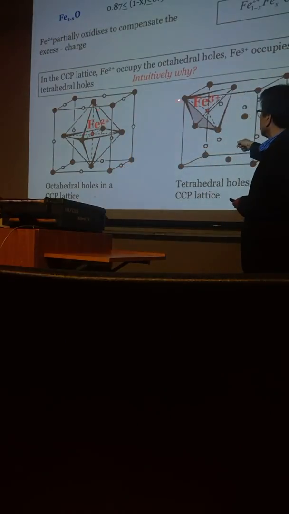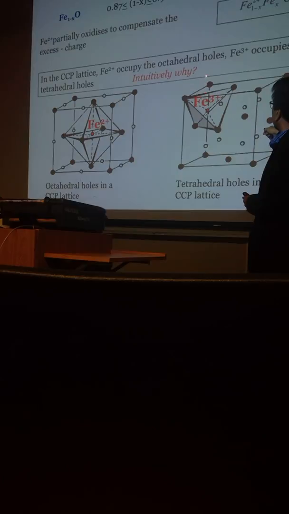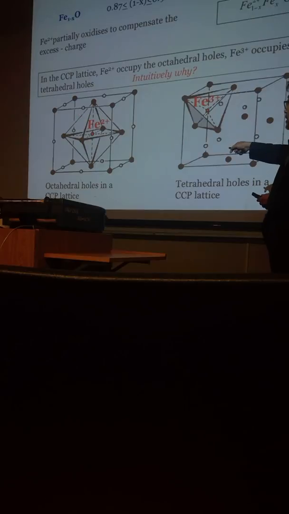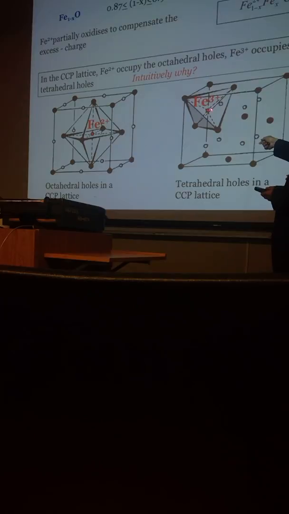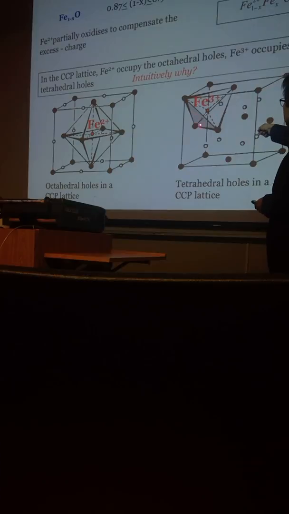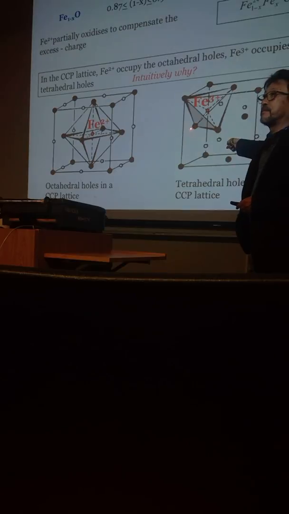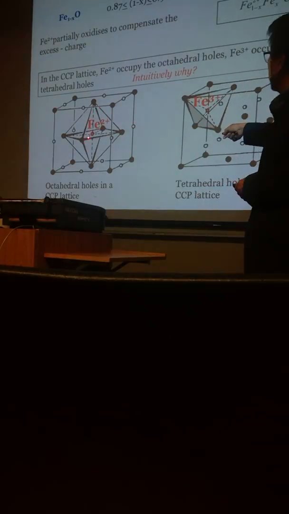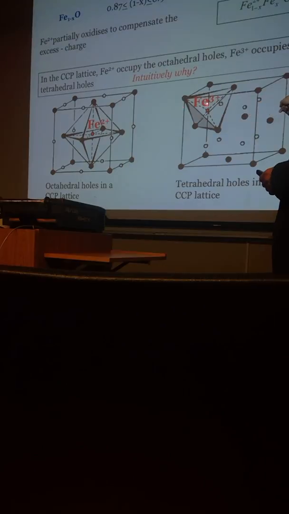Now, if iron goes to the interstitial site, this iron 2+ is too large for the interstitial site. The only way it can go into the interstitial site is if iron becomes 3+, and then its size shrinks much more, so this interstitial site is surrounded by 1, 2, 3, 4, which is a tetrahedral site. So we can possibly create iron 2+ and iron 3+ simultaneously within this compound.